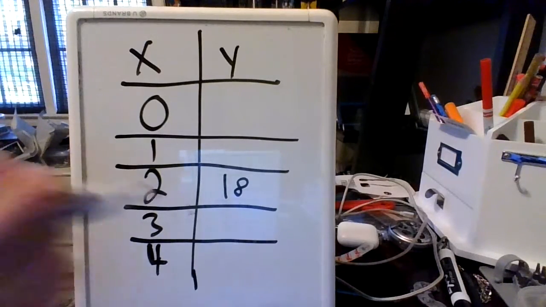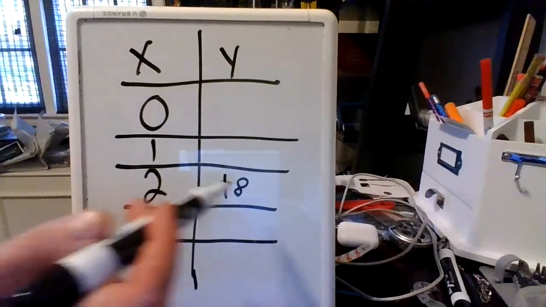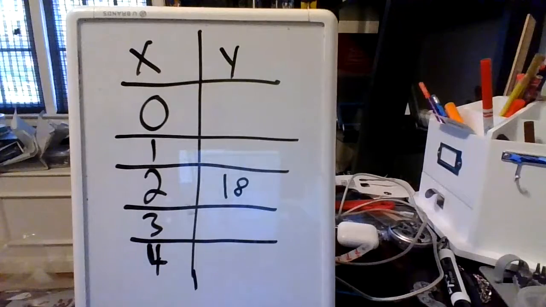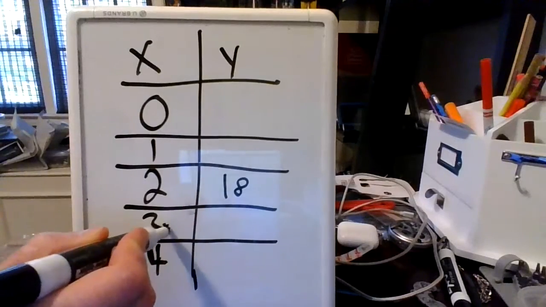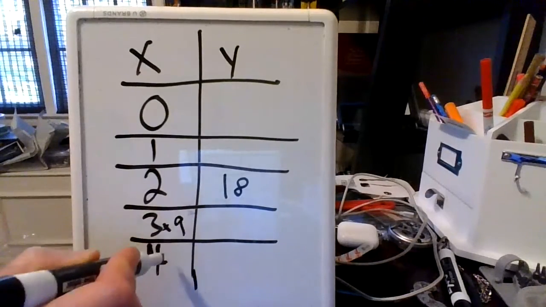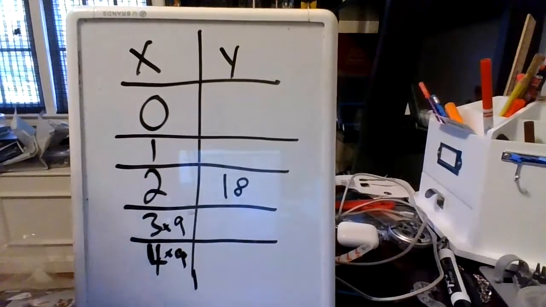First of all, find your constant. You know how to find a constant: y divided by x. 18 divided by 2 is 9. So everything's going to be times 9. I'm okay if you put times 9 and times 9, which kind of shows me you understand what the constant is. You don't have to do that, but you can.